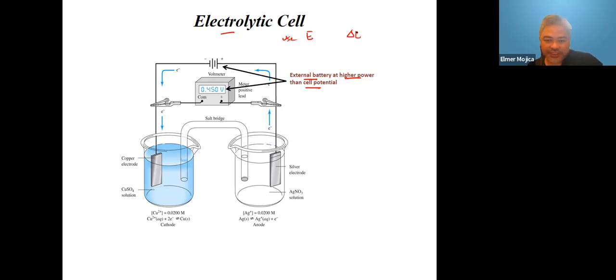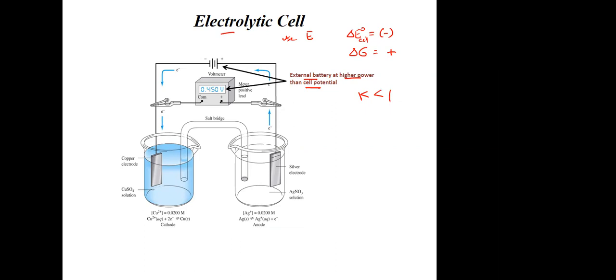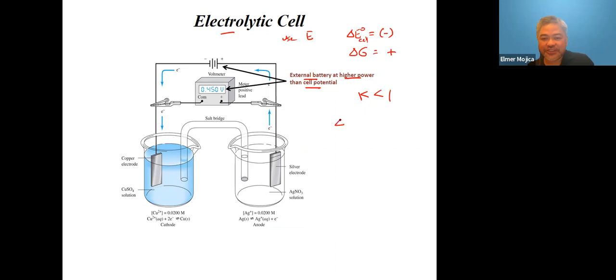So that means yung delta E mo ay negative. Okay, yung cell. Tapos yung delta G mo ay positive. At yung K mo ay ano? Less than. It's less than 1. And if you're going to look at the delta H, usually this is endothermic or positive because you need energy.